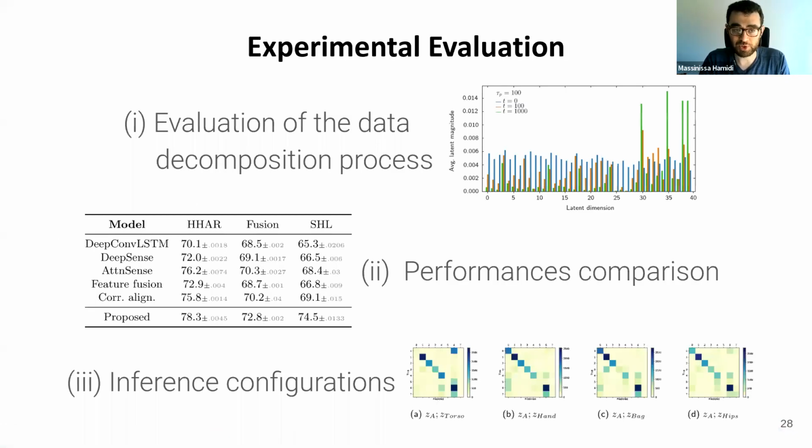This brings us to the experimental part of our contribution, where the empirical evaluation is organized into 3 axes. We first evaluate the quality of the data decomposition process. Then we compare our model against state-of-the-art activity recognition models in terms of classification performance. And finally, we evaluate the proposed model within different inference configurations. I will dig into it in a moment.